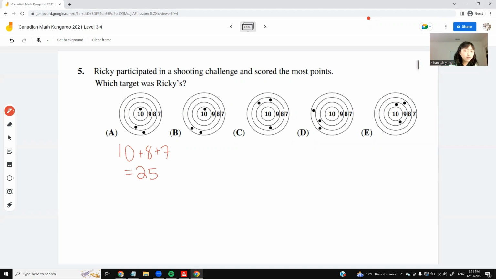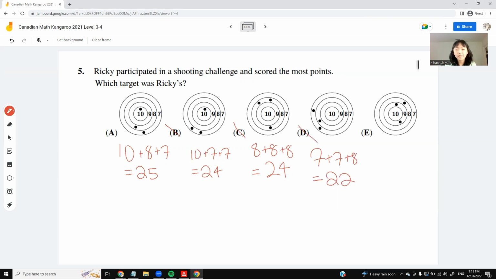For B, we can see that the person scored 10 plus 7 plus 7 points, which equals 24. That would make B incorrect because A is automatically larger. For C, we can see the person scored 8, 8, and 8 points, which would be 24 again, making C incorrect for the same reason that B is incorrect. And for D, the person scored 7 plus 7 plus 8 points, which would be 22 points, which also makes it incorrect.